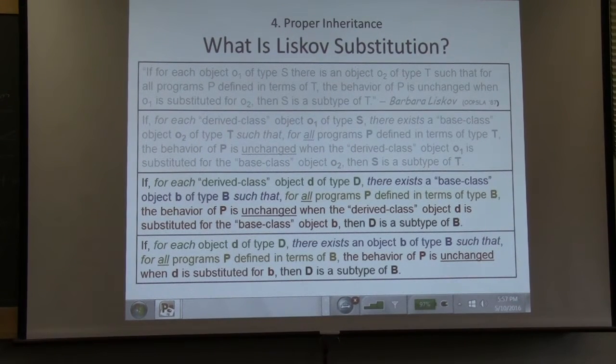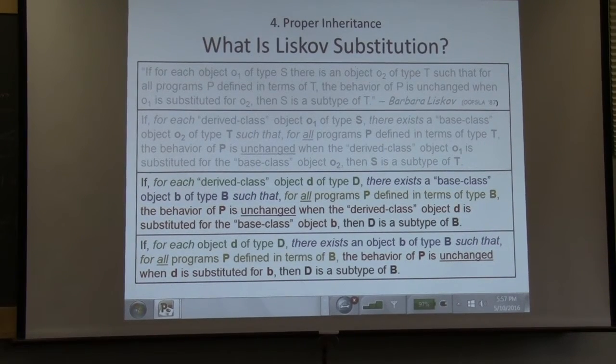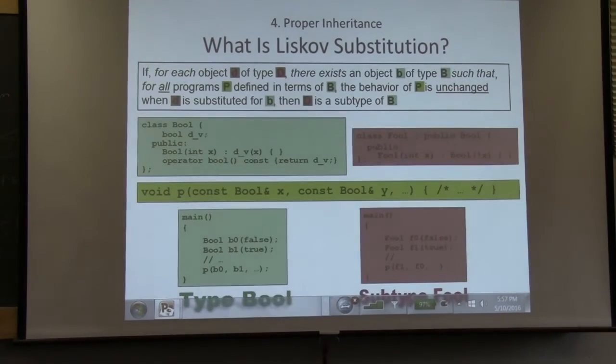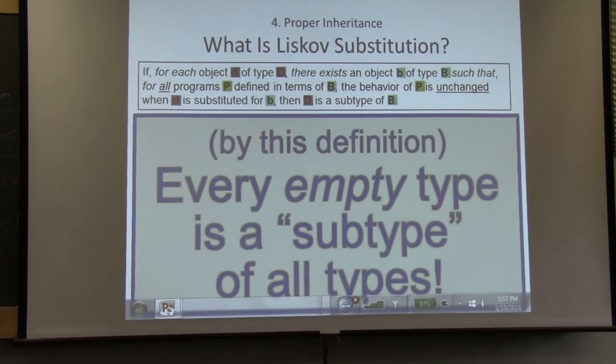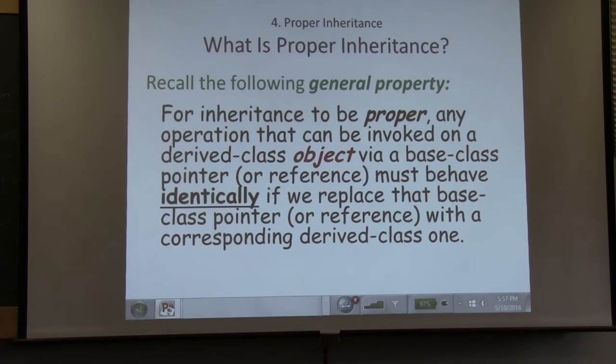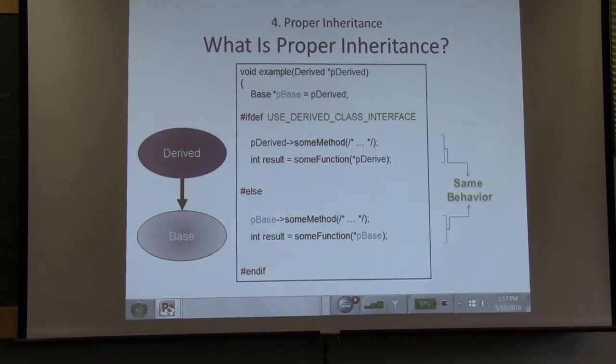If for each object D of type D, there exists an object B of type B such that for all programs P defined in terms of B, the behavior of P is unchanged when D is substituted for B, then D is a subtype of B. How does that help us? Seriously. So come back and look at this. Necessary but not sufficient for inheritance, and by this definition, every empty type is a subtype of all types. And, you know, it doesn't quite get done what we need it to do. But this does. This is important. So we're going to put Liskov substitution on hold since it doesn't apply to C++ inheritance and talk about something that does.